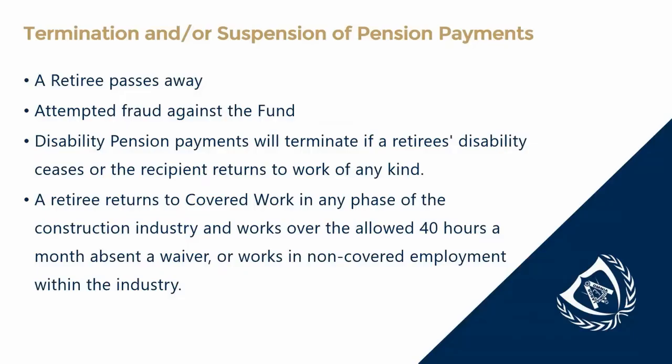Now, termination and/or suspension of your pension payments, when do they stop? Well, your pension will stop when a retiree passes away. If you elected joint and survivor, your spouse would then pick up from that option. If you attempt any type of fraud against the fund, if you do qualify for the disability pension payments, they will terminate if your disability ceases or you return to any kind of work, and your pension will terminate or be suspended if you return to covered employment in any phase of the construction industry or work over the allowed 40 hours a month absent a waiver or work in non-covered employment within the industry.